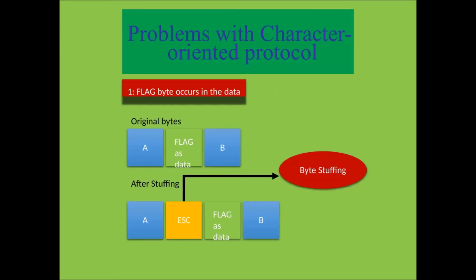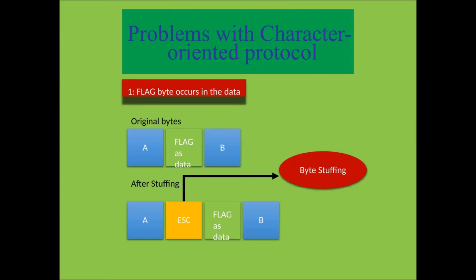There is a problem with character oriented protocol as well: the flag byte occurs in the data. Suppose the original bytes are A and B, and there is a flag, which is used for start as well as end of transmission. If the original byte, which is A, is the same as the flag, then there will be a problem distinguishing data from flag.